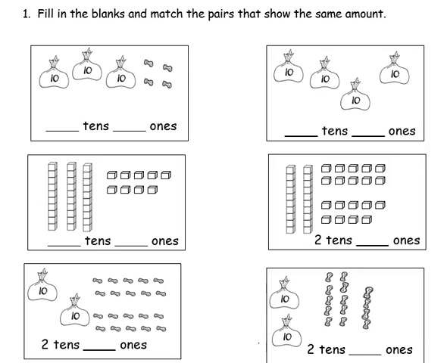This tutorial is for first grade, Module 4, Lesson 23. In this lesson, we're going to explore the idea that two-digit numbers can be considered as various groups of tens and ones. The directions say fill in the blanks and match the pairs that show the same amount.